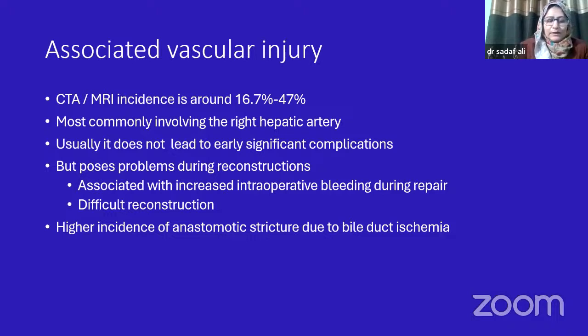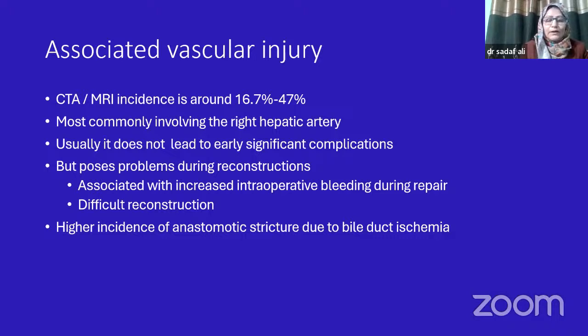About vascular injury, if you don't see from the perspective of the surgeon, but from radiological investigatory studies, the incidence is as high as 47%. The commonly injured vessel is the right hepatic artery. Luckily, this does not usually lead to significant early complications, but it is likely to pose problems during reconstruction, because the injury is likely to be very high once there's an associated vascular injury, and the transverse artery might get injured once you approach that area, and the repair must be difficult.